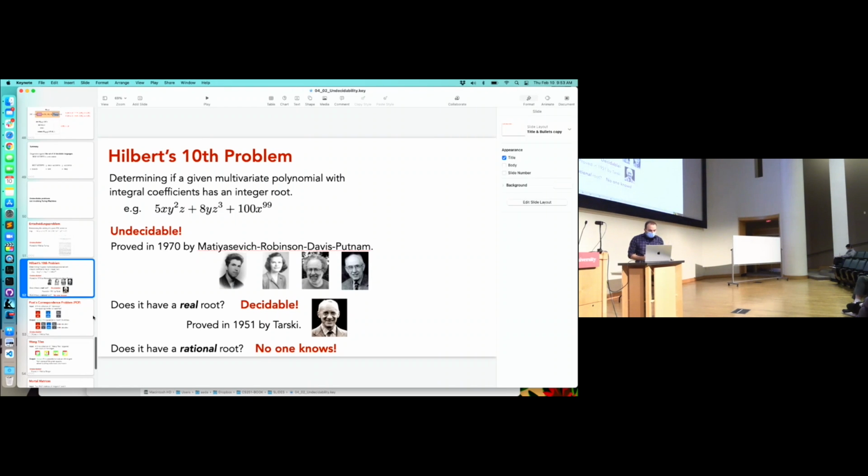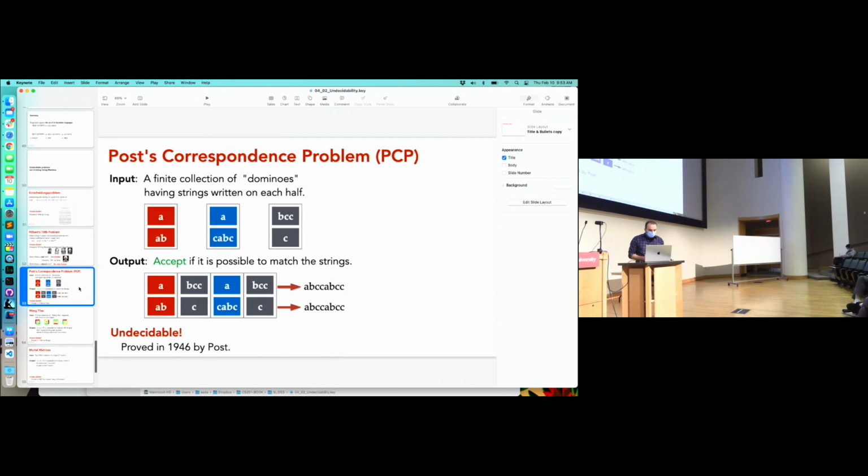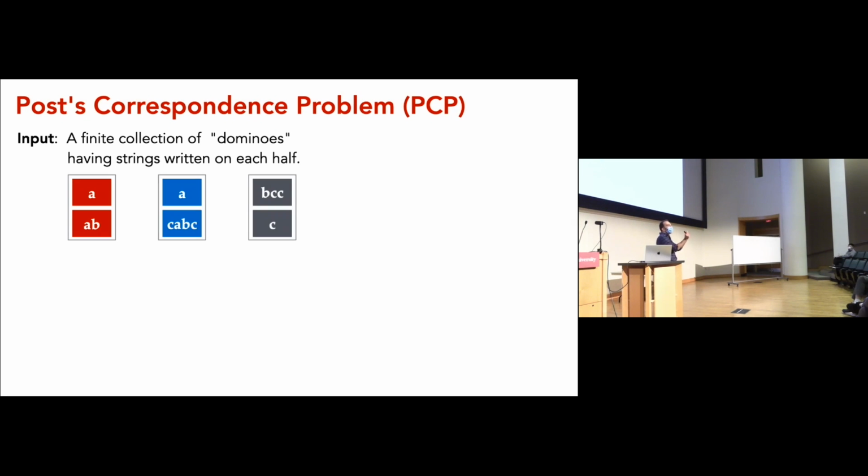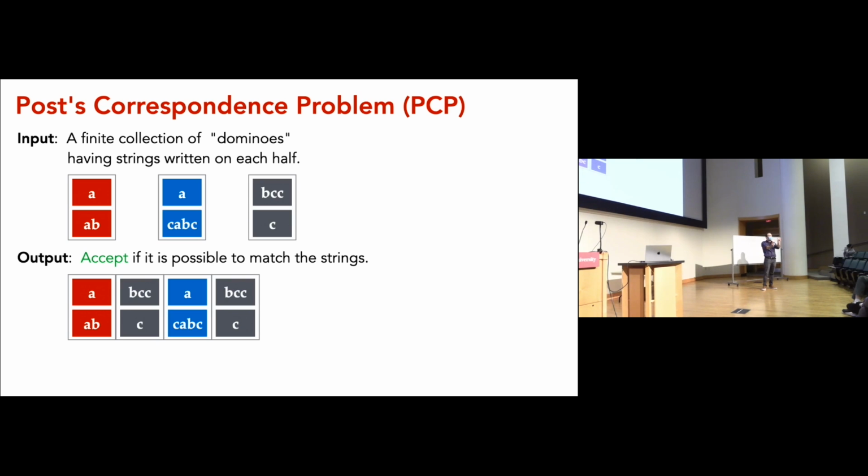Let me give you maybe this one. This is the Post Correspondence Problem. You're given a collection of dominoes, and each has an upper half and lower half, which each contain a string. And you want to know, can I actually put these dominoes together? You can use as many copies as you want, in a way such that the top string and the bottom string match, like this. This is undecidable.